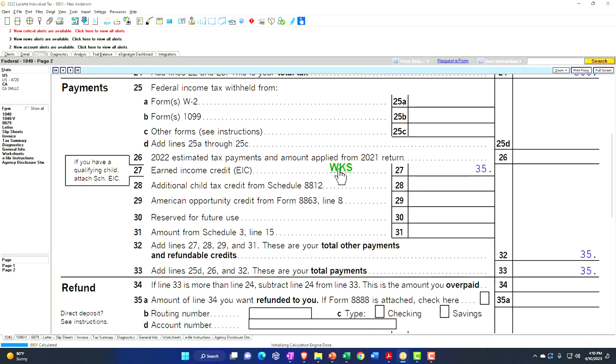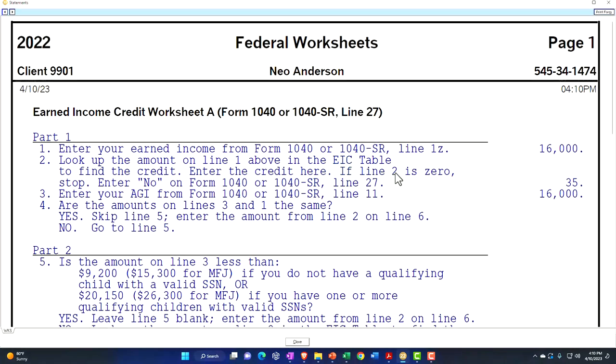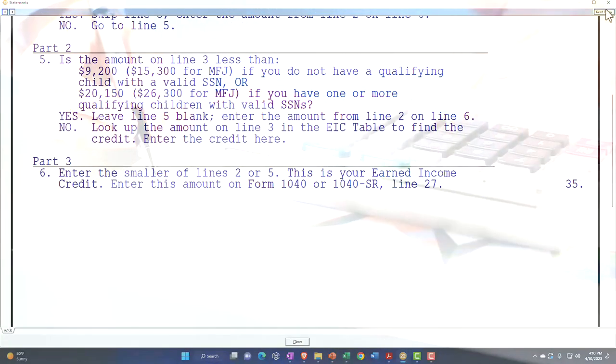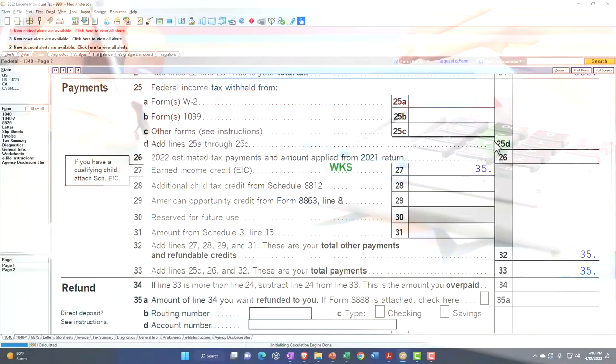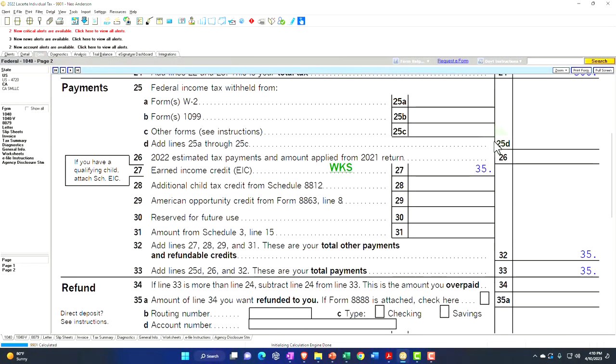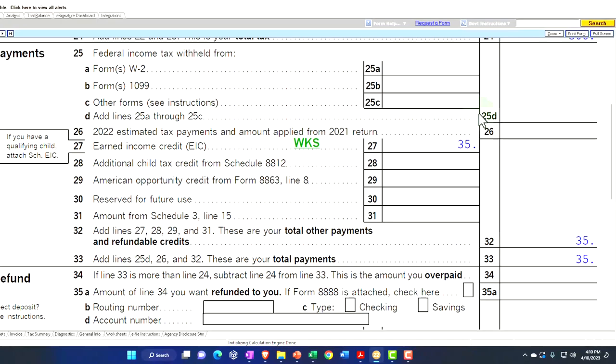You could take a look at the worksheet to understand the calculations for the credit. But the general idea that you'd want to have conceptually is that this credit is a lower income threshold credit. It goes up with earned income up to a certain threshold and then basically goes back down again. And it's also going to be dependent on the number of children.